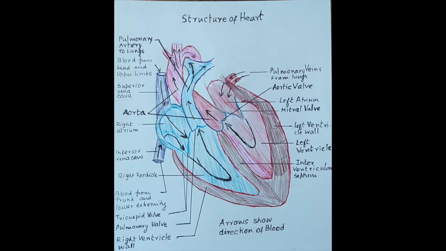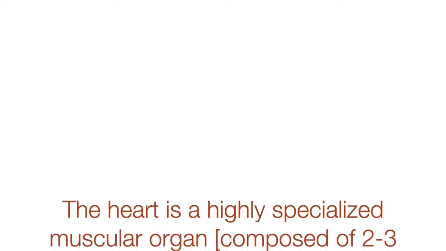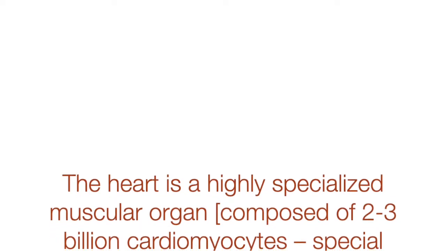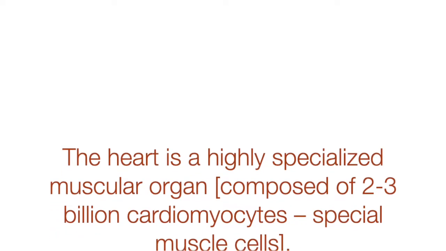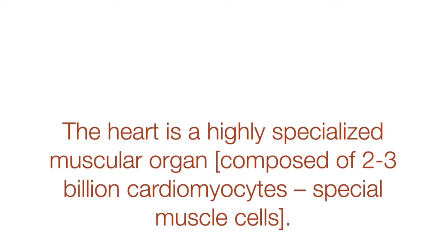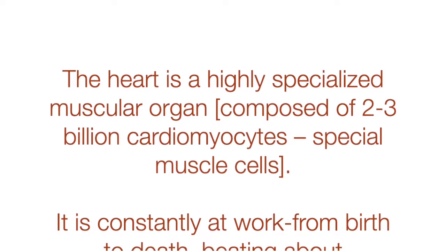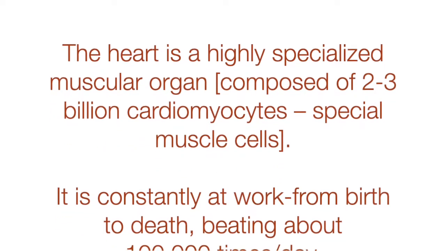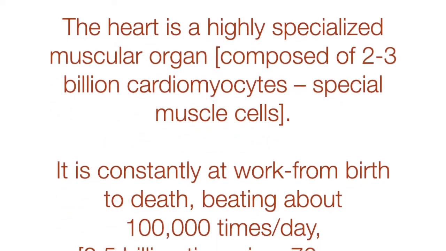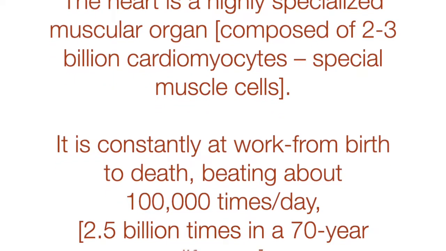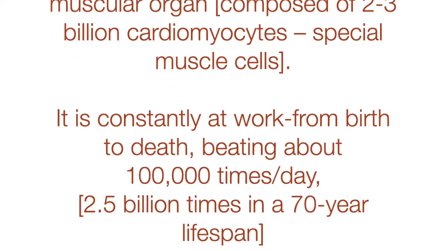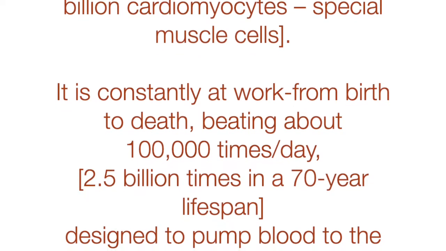Now, let us see the circulation of blood in a little more detail. The heart is a highly specialized muscular organ composed of 2 to 3 billion cardiomyocytes. These are the special heart muscle cells. It is constantly at work from birth to death, beating about 100,000 times per day. That is 2.5 billion times in a 70-year lifespan.